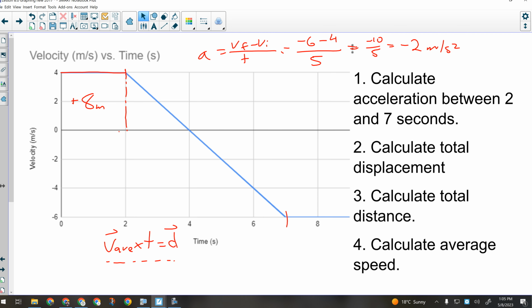Okay, what's going on in this part of the graph? What's the object doing there?